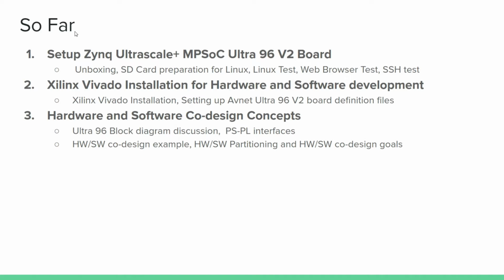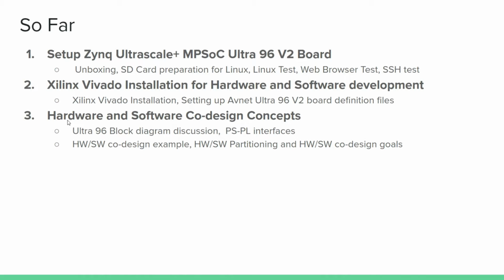So in the past videos, we have successfully set up our Zynq Ultrascale Plus MPSoC Ultra96 version 2 board, and we have prepared it for Linux. We have done some Linux testing, some web browser testing, and also we are able to SSH into our board. And then we also have installed Xilinx Vivado, because to do some hardware and software development, we need Xilinx Vivado software. And we specifically set it up for the Ultra96 version 2 board.